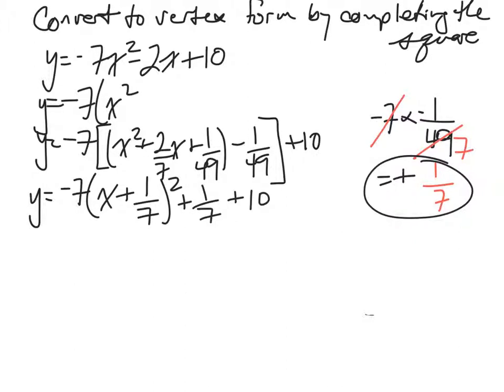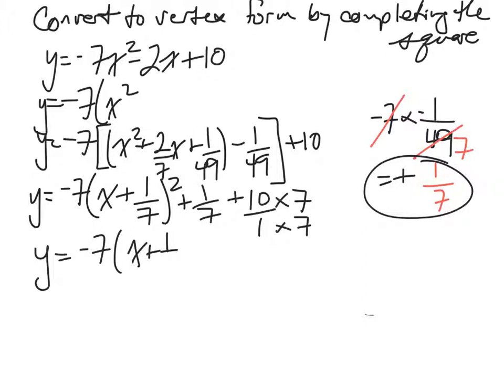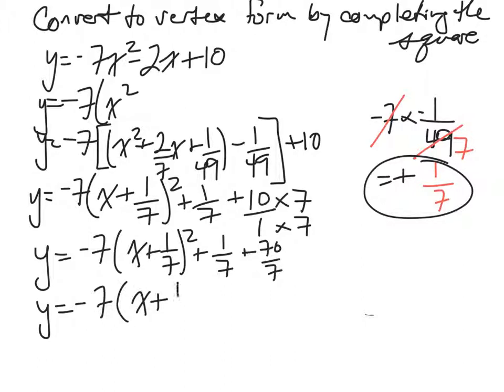Now I can't just take 1 over 7 and add it to 10, so what I'm going to have to do is take 10 and know that it's 10 over 1, and multiply by 7, and multiply by 7. So y equals negative 7 times x plus 1 over 7, there's my perfect square. And now I'm going to do plus 1 over 7 plus 70 over 7. And finally, y equals negative 7 times x plus 1 over 7 squared. And what's 1 over 7 plus 70 over 7? It becomes 71 over 7.